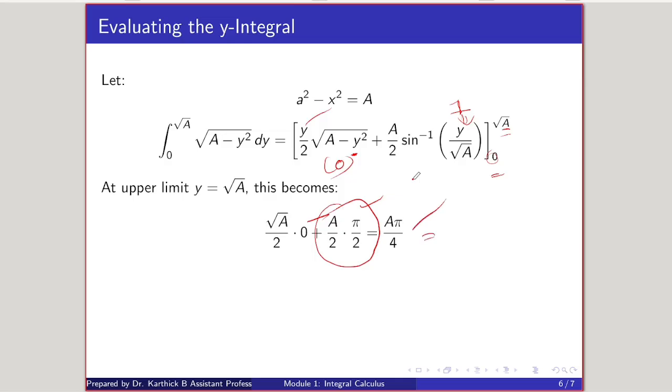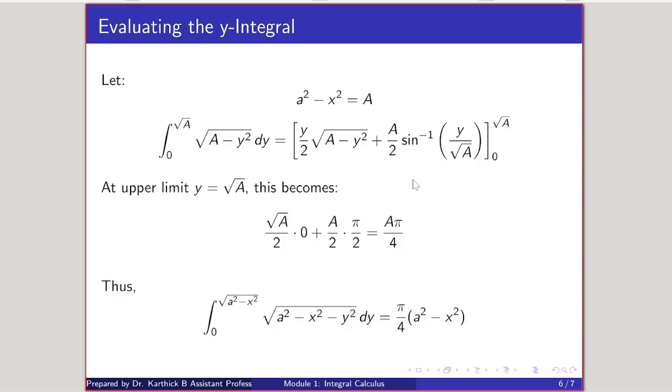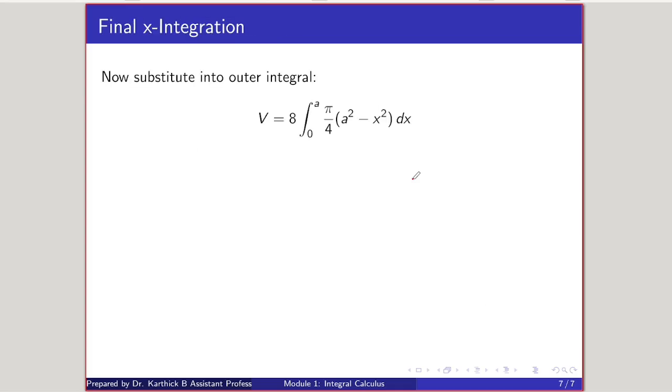Now I have to substitute the value back. So pi by 4 into a square minus x square. Then I am taking out the pi by 4, a square minus x square to the last integral with respect to x. So I may keep that 8 times pi by 4, it will be 2 pi after cancelling, times a square minus x square into dx. Okay, so now I have to evaluate this part.